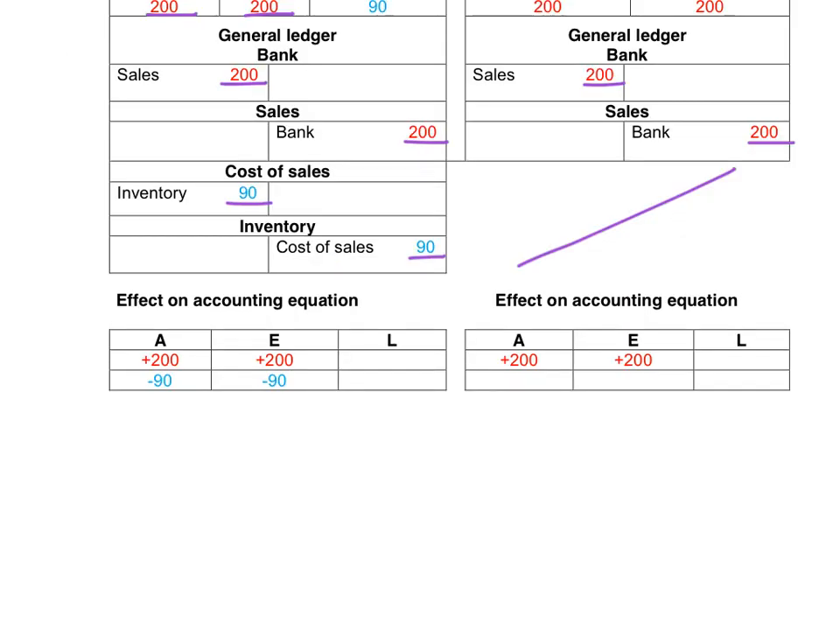The effect on the accounting equation: assets will increase with the money received. Equity will increase with the sales amount because it increases the profit. In the perpetual inventory system, you will show that the inventory decreased and that the profits decrease with the cost of sales. In the periodic system, you will not record anything for inventory or cost of sales.